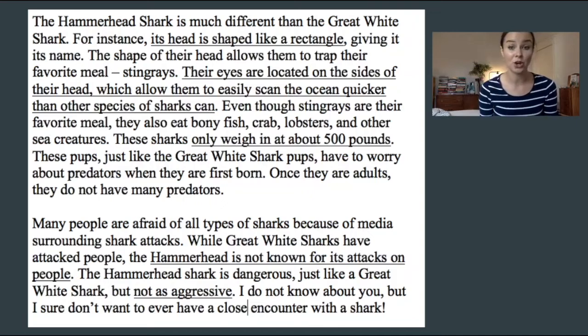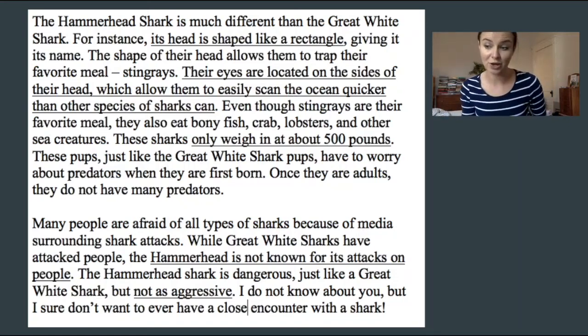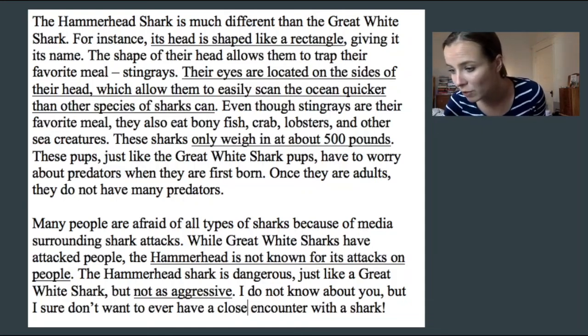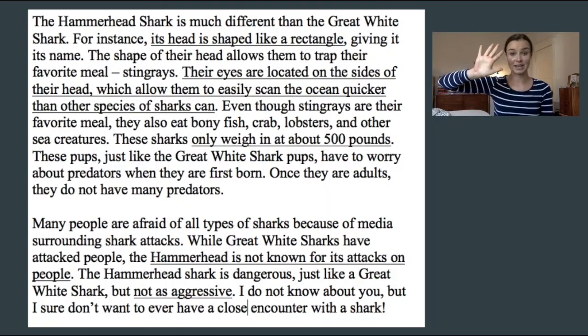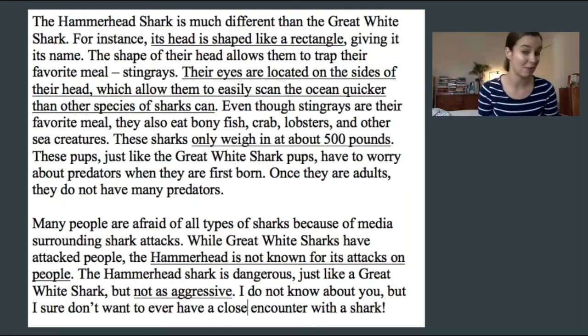They're also not known for the attacks on people, which the great white, unfortunately, has a super bad reputation, probably because of awesome movies like Jaws and just pop culture in general, and their affinity for potentially attacking humans. It is not as aggressive is my final underlined detail. That gives me 5 different differences that I know I can put in maybe a pretty Venn diagram tomorrow or in a nice paragraph explaining the similarities and differences between these 2 sharks.